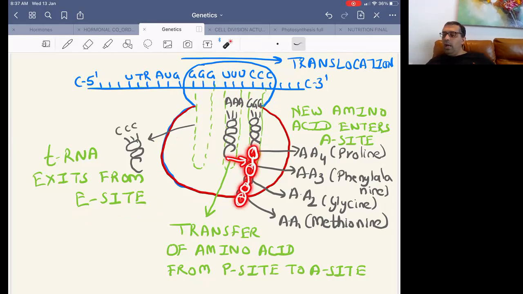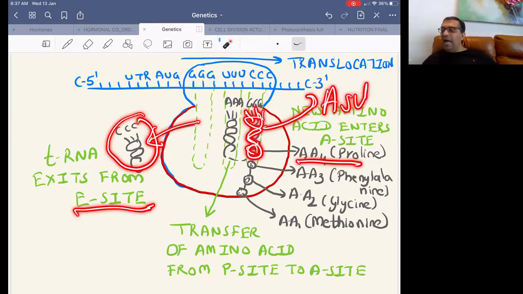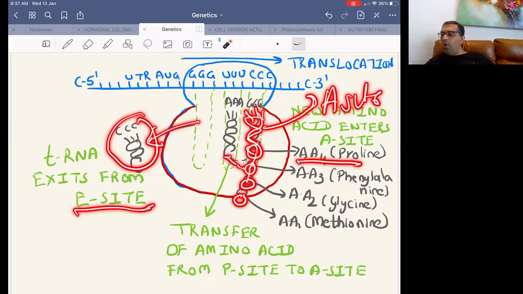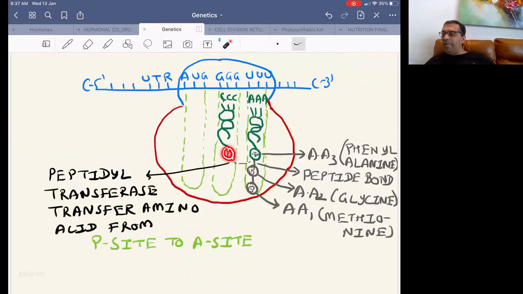So if you have understood, where does the tRNA always exit from? The E site. Where does the new tRNA with the new amino acid always enter? The A site. And where does the old chain of amino acids transfer to the new chain? From the P site to the A site. And which enzyme will do that? The peptidyl transferase enzyme transfers the amino acid chain from the P site to the A site.